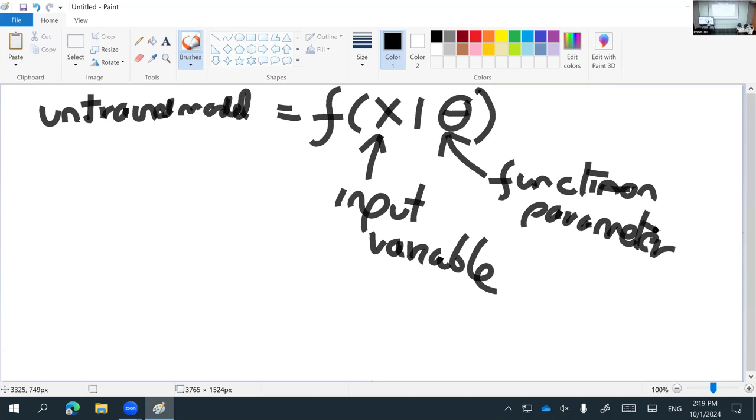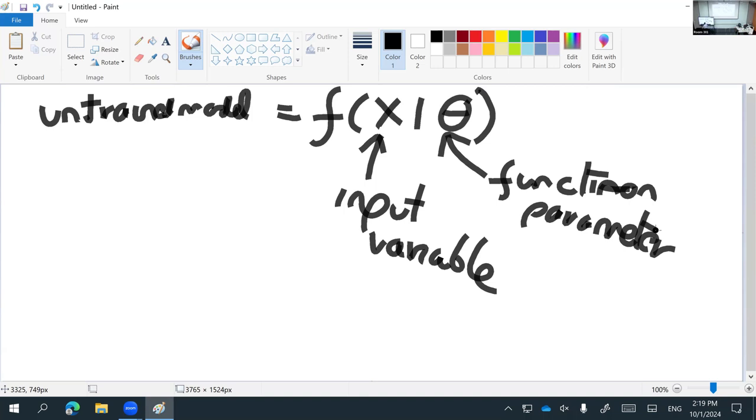Okay, that's it, right? But when I write it like this, it's just a placeholder. It's like y is equal to ax plus bx squared plus 3 plus cx cubed. It's a placeholder for x. It's a placeholder for the coefficients, right? It's just bare bones mathematics. That's what an untrained model is.